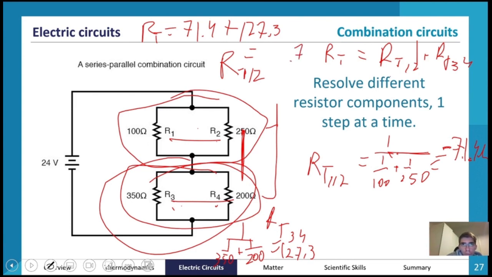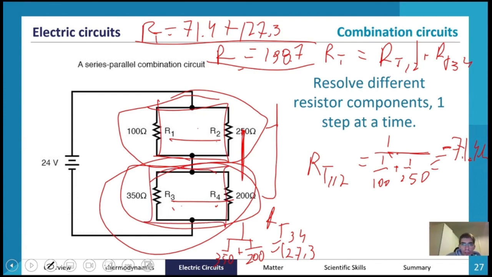So what would be the final value? 71.4 plus 127.3, that would be 198.7 ohms. That would be the total resistance of the entire circuit, which is really important to calculate. But let's recap. What did we do? We found the resistance of these two parallel and these two parallel, because then we could simplify the circuit into something that is just two resistances which are in series with one another.